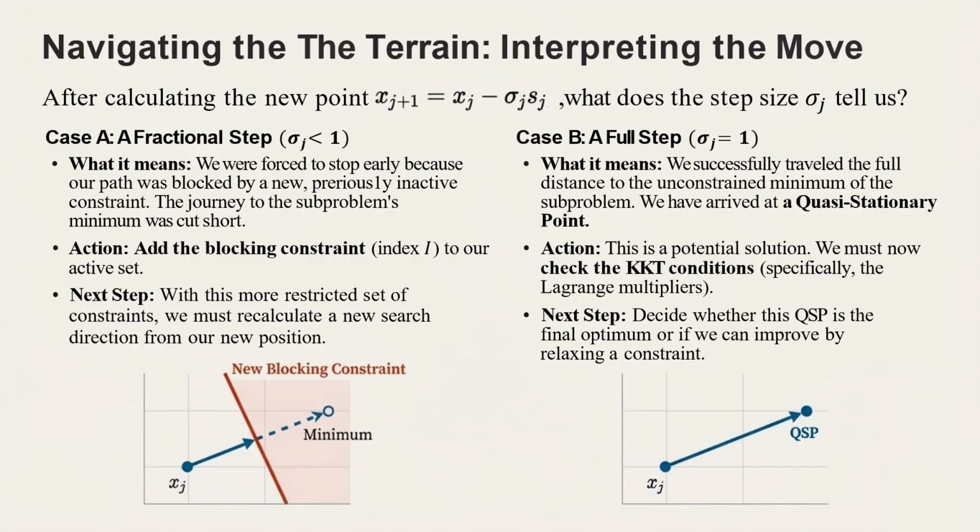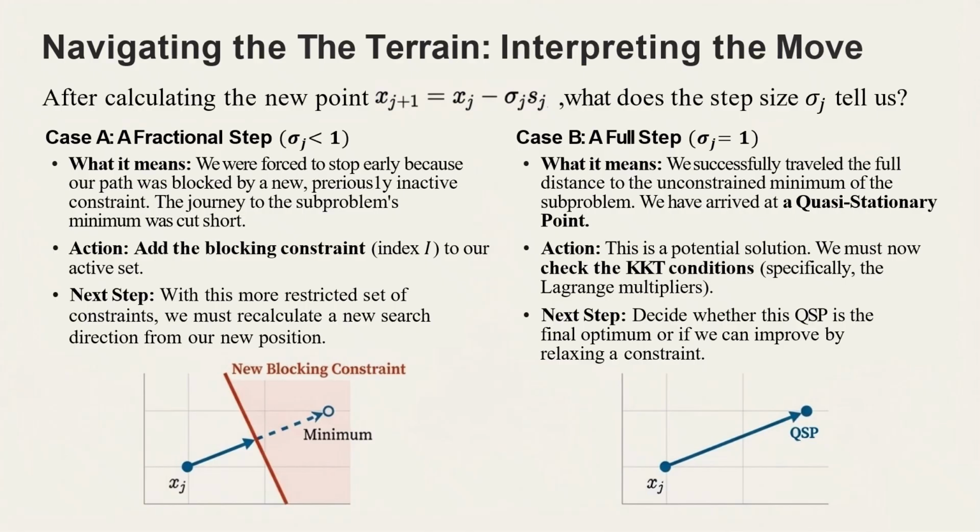Look at the illustration. The dark blue dot represents xj, and the open circle is the subproblem minimum we intended to reach. However, as you can see, a red line labeled New Blocking Constraint has obstructed our path. What it means: we were forced to stop early because our trajectory hit a new boundary that was previously inactive. Our journey to the subproblem's minimum was cut short.